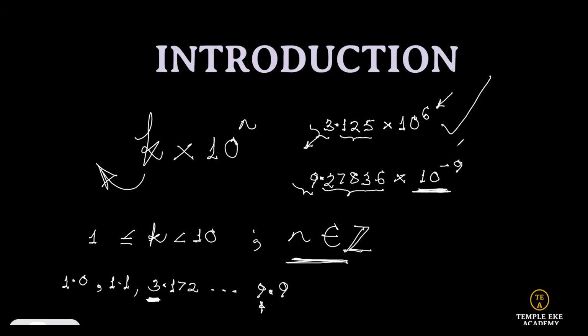What are examples of numbers that are not in standard form? If we have 72.68, for example, multiplied by 10 to the power 4, this is not in standard form because now we have two digits before the decimal point. So this is not in standard form. Okay, let us move on deeper into the topic.